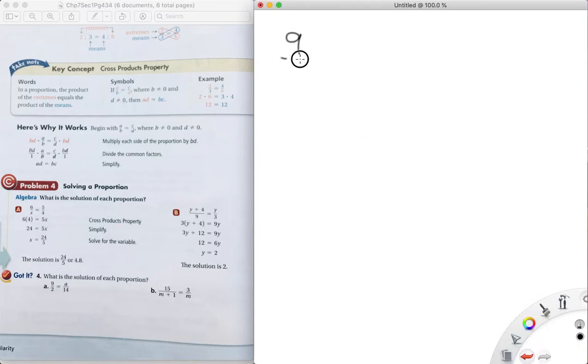Here we have 9 over 2, and that's equal to A over 14. I can cross multiply and get 2 times A is equal to 9 times 14, which I think is 126. Divide by 2. A equals 63.